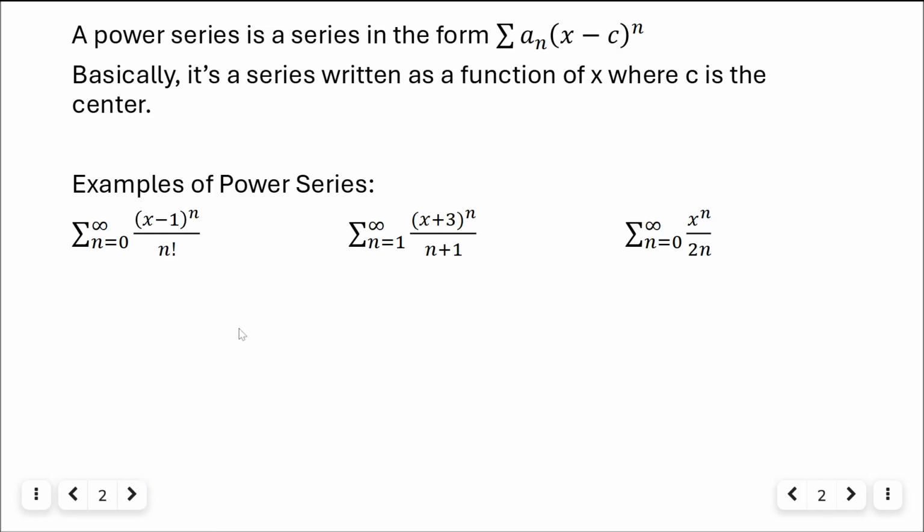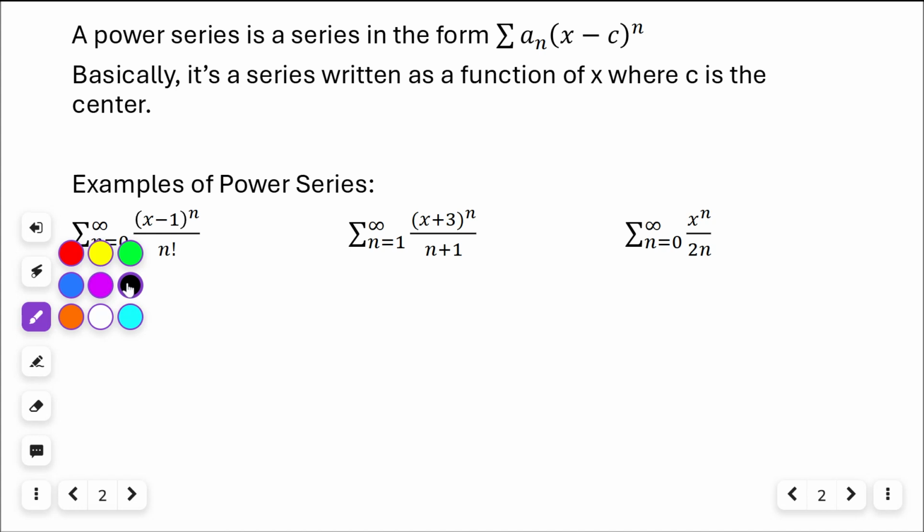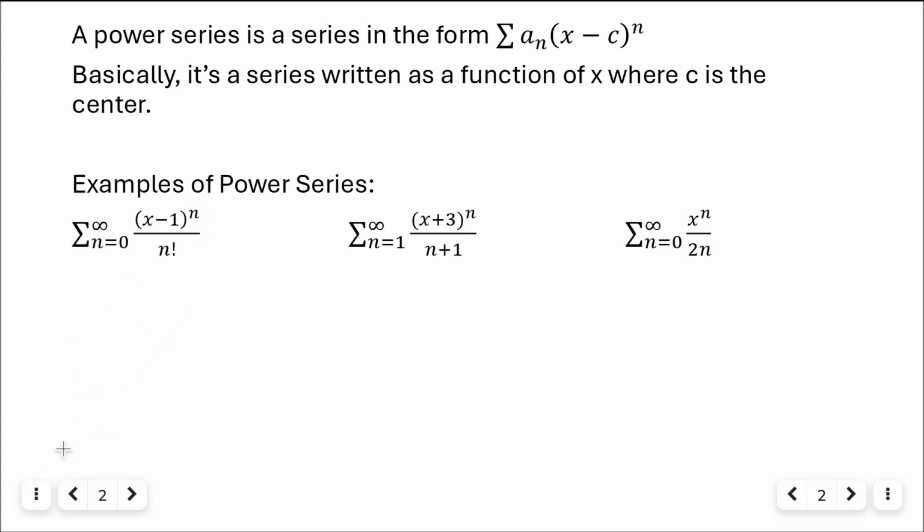A power series is a series that's written in the form the sum of a sub n times the quantity x minus c to the n power. So these are all examples of power series, okay? x minus 1 to the n over n factorial, x plus 3 to the n over n plus 1, x to the n over 2 to the n, all right? These are all examples of power series, okay?